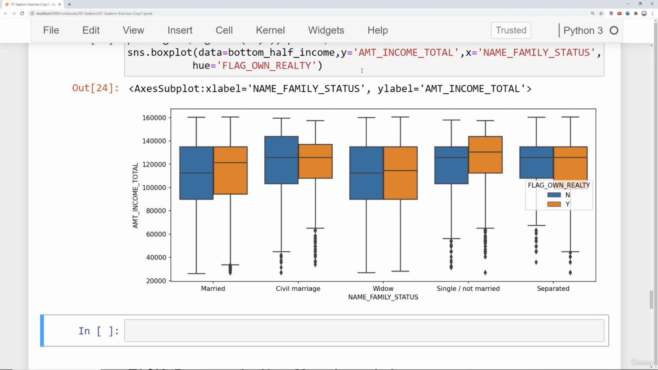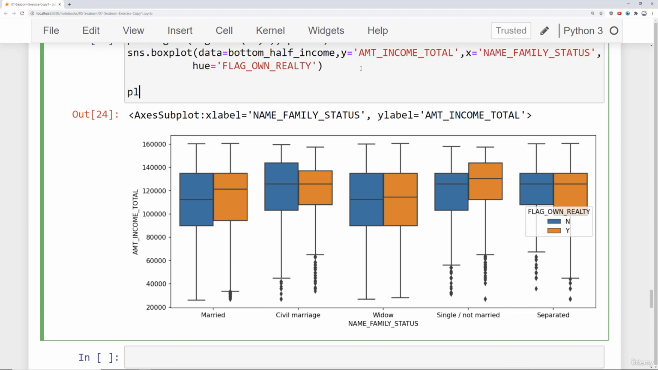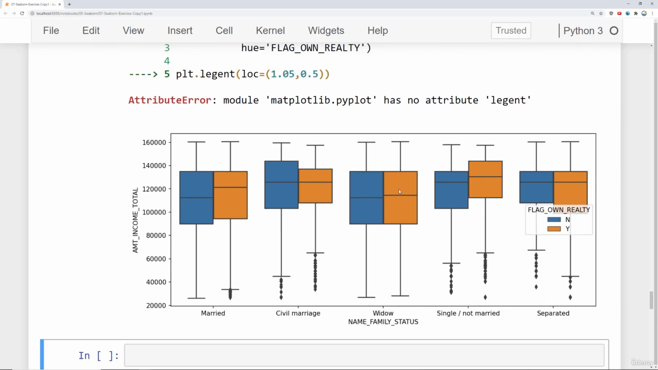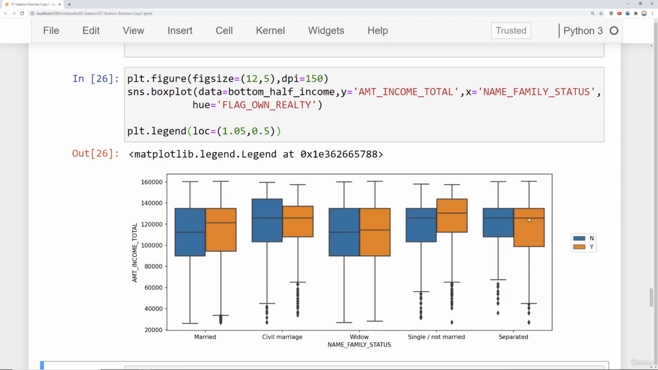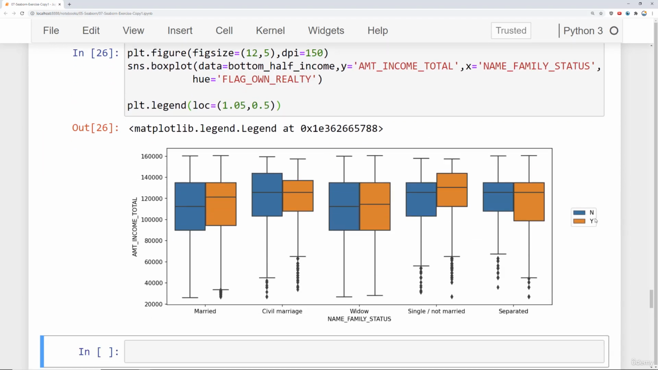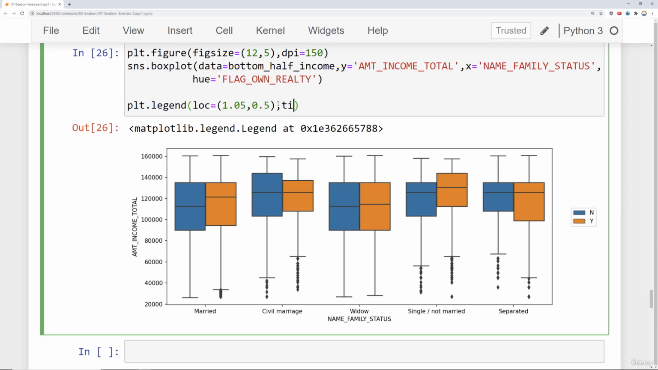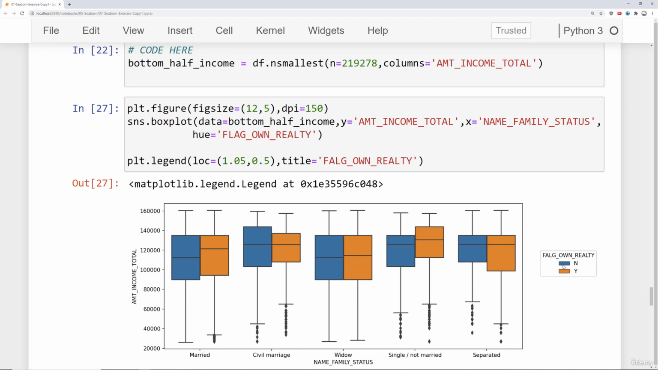Notice that legend, it's still inside. We already know how to fix that. We simply say plt.legend, and then I locate it outside. I can say location is equal to, let's say 1.05, and if you want, we can just have it in the middle. Okay, and whoops, this should have been plt.legend with a D. There we go. Okay, so now the legend is outside, and if you want to keep adding stuff to this legend so that it's titled, you can say title is flag own realty. That way you actually know what this legend is representing.